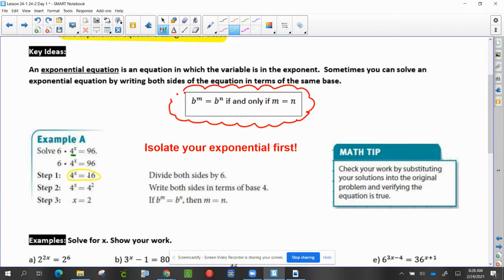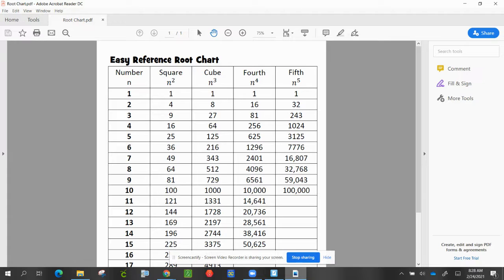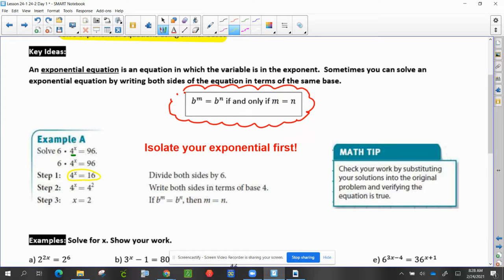Now 16 doesn't have a base of 4 right now. So we're going to rewrite 16. This is where the root chart's going to come in. We'll rewrite it as base 4. You see how 16 is a power of 4, so we can write them as the same base. Now 16 is 4 squared. So I'm going to rewrite 16 as 4 to the second power. Now that we have the bases the same, 4 and 4, we can set their exponents equal and solve for x. So x is 2.